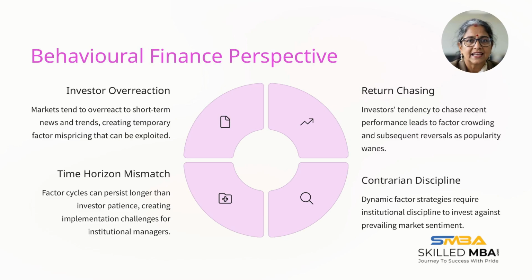Behavioral finance highlights investor overreaction to short-term news, causing temporary factor mispricing. This, coupled with return chasing, leads to factor crowding and eventual reversals. Dynamic factor strategies demand contrarian discipline, investing against market sentiment. However, time horizon mismatches pose challenges, as factor cycles often outlast investor patience, complicating implementation for institutional managers.